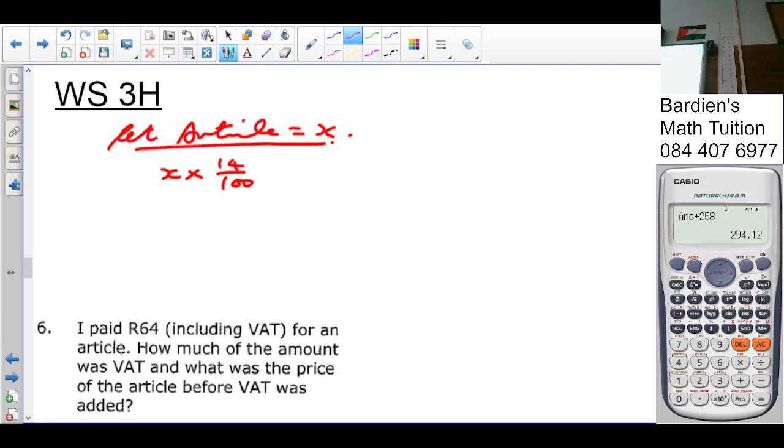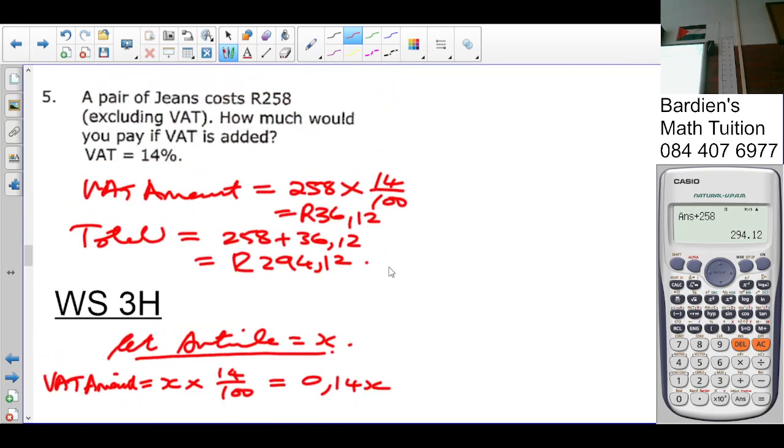So what do we do to calculate VAT? We take the original amount of the article and we times it by 14 over 100. Then we get the tax amount, the VAT amount. So in this case it is going to be 0,14x. You all agree with that? For 14 over 100x, or for 7 over 50.